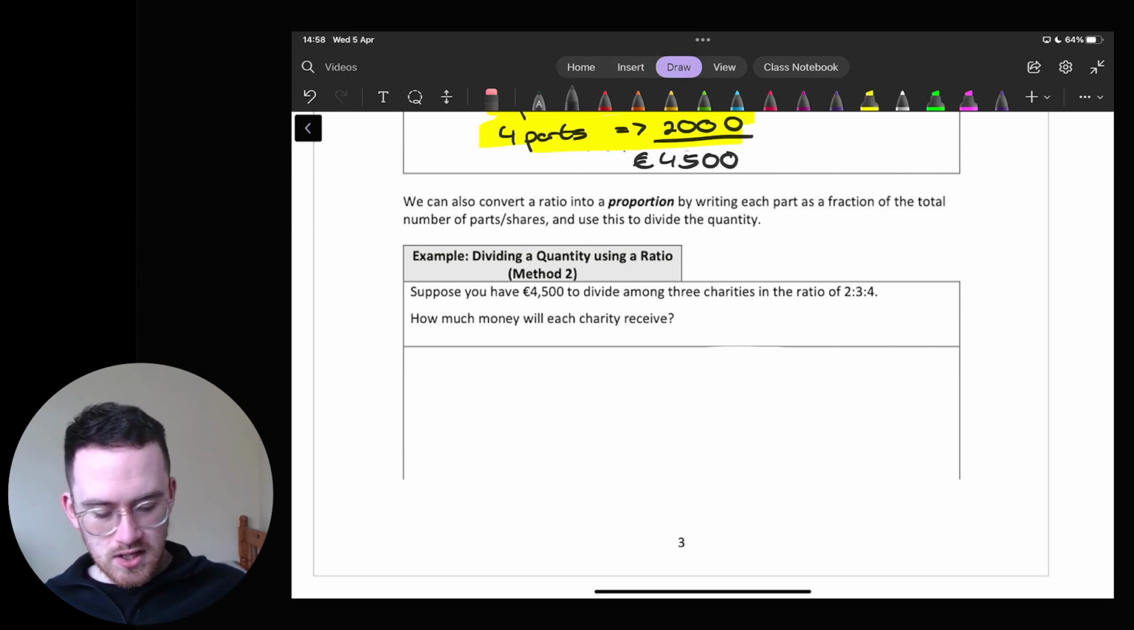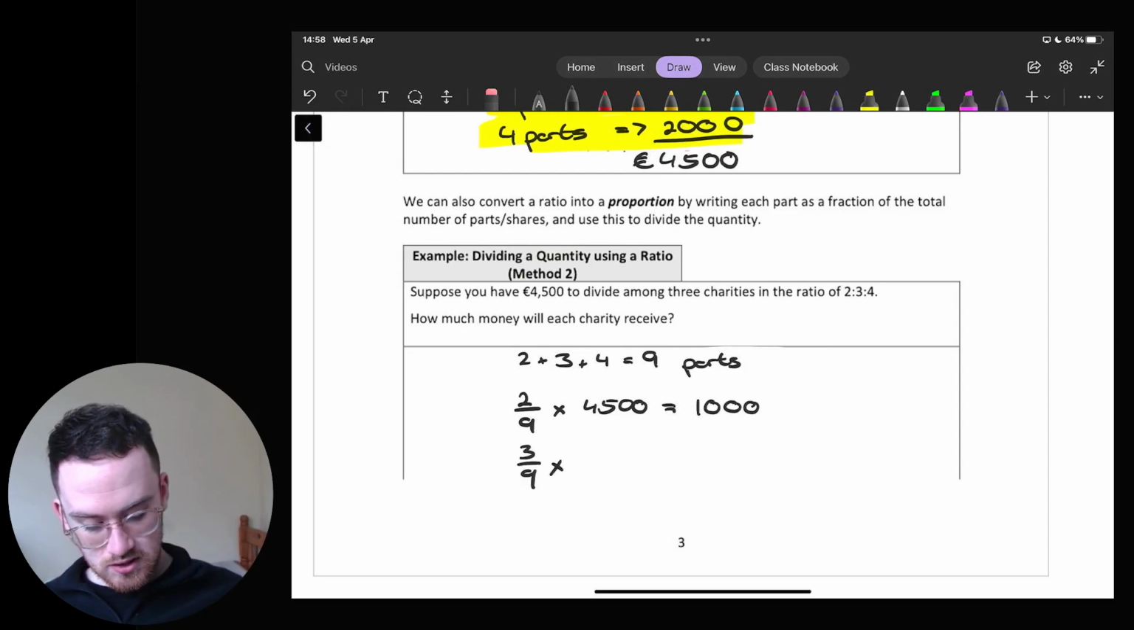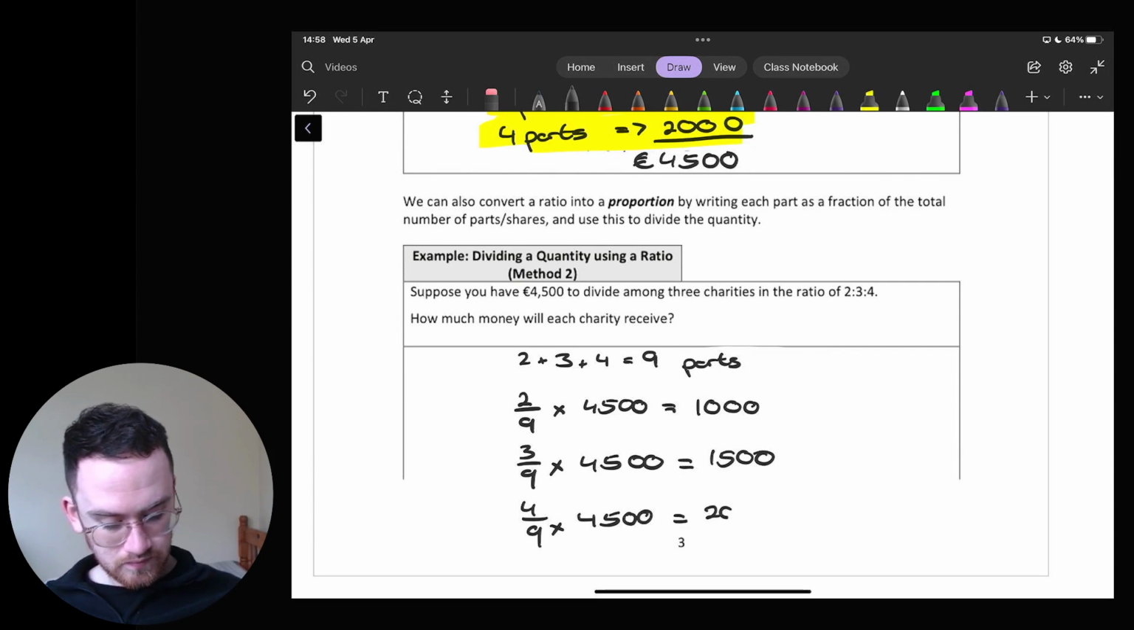So again, starting it off the same, we add up and we see how many total parts do I need, and there are 9 parts in total. So what it means is that the first charity is going to get 2/9 of my total amount, which is 4,500, and we can just sub that into our calculator and we get 1,000. Okay, the next charity gets 3/9, which is actually the same as 1/3, and again we can put that into our calculator and get out our answer of 1,500, and same again with the last part, 4/9 of the 4,500, and we're going to get 2,000. And again, if we added it all up, we get back to the same amount.